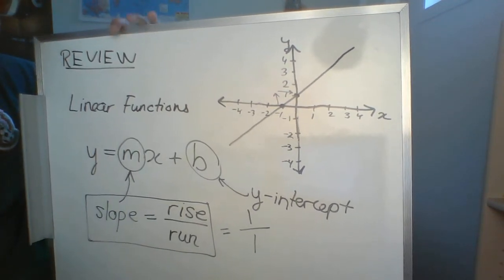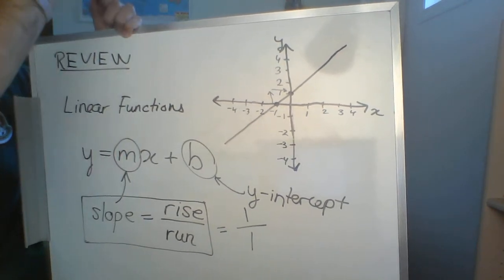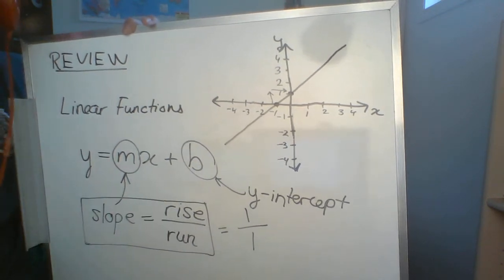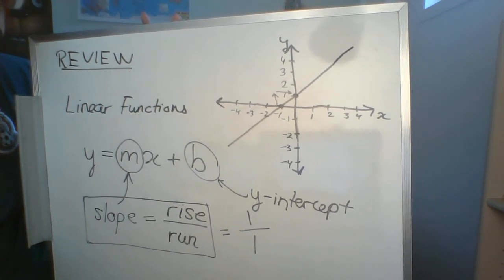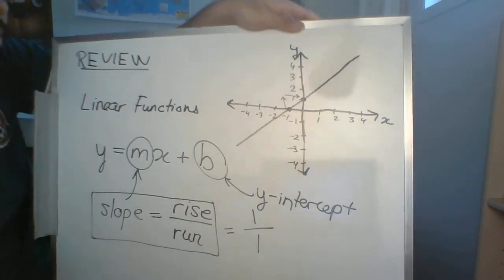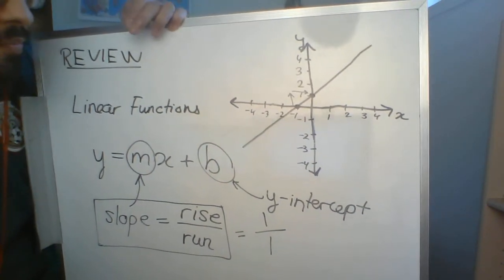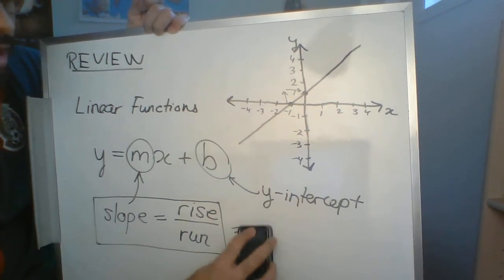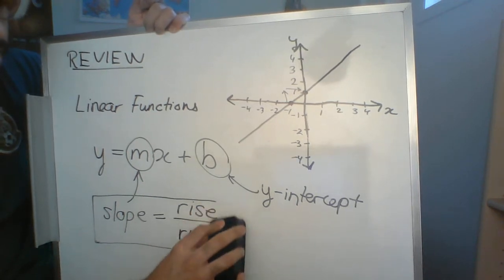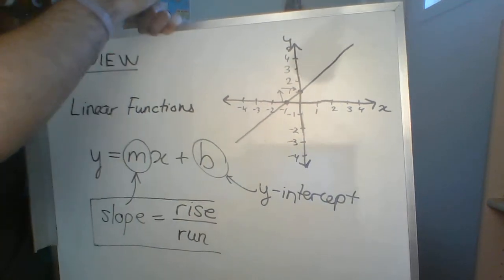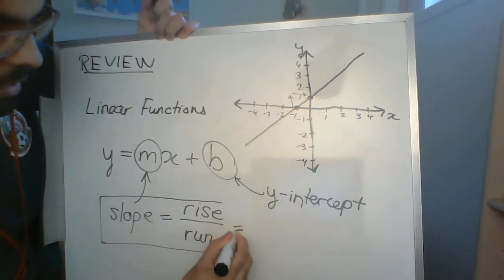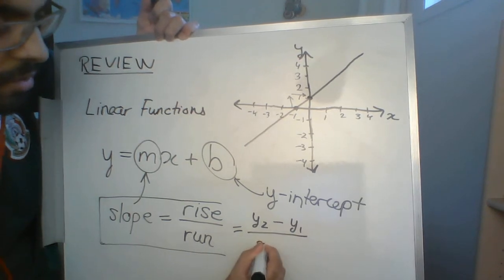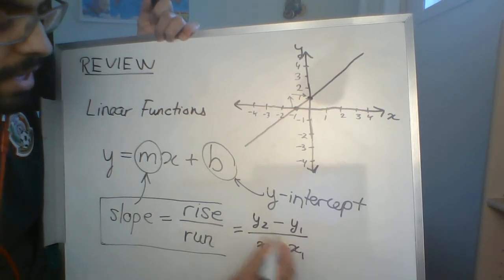So again, if any of this is confusing, I can always make another video on this, or you guys can go back and watch the older ones from earlier on in this unit where we talked about rise and run and things like that. There is a formula as well that we talked about that looks a little bit more mathematical than just using these words. And that looked something like this: y2 minus y1 over x2 minus x1.